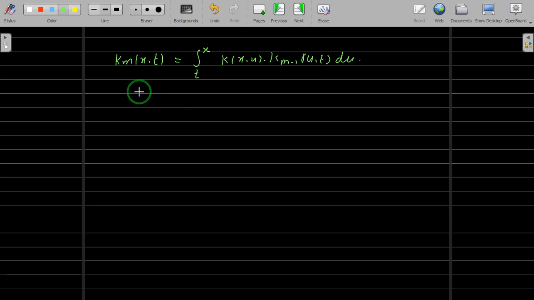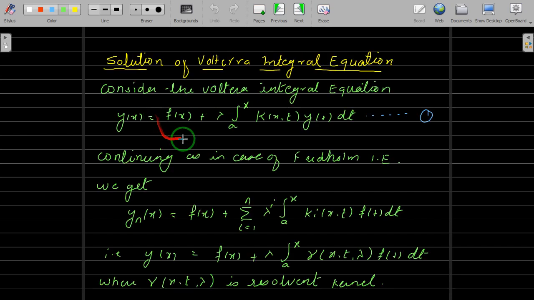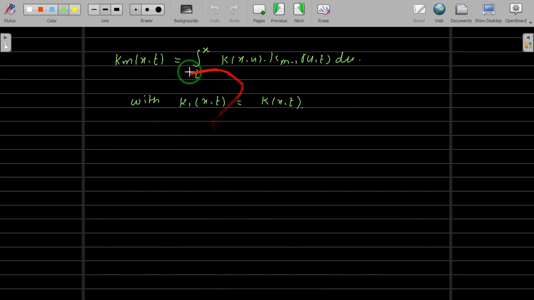And then we should define what k1 is: k1 of x comma t is equal to k of x comma t. I'll use this as an exercise to verify all these formulae and get this formula for km of x comma t. So with this we accept this formula, and let us take examples.